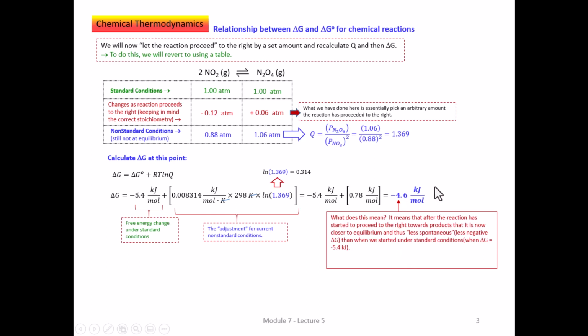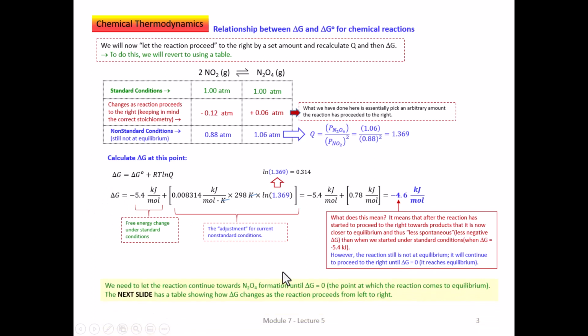So what does this mean? It means that after the reaction has started to proceed to the right towards products, it is now closer to equilibrium and thus less spontaneous, has a less negative delta G than when we started under standard conditions, where the delta G was minus 5.4 kilojoules. However, the reaction is still not at equilibrium. It will continue to proceed to the right, losing NO2 and forming N2O4 until this delta G value, the actual one, equals 0. That's the point at which it reaches equilibrium.